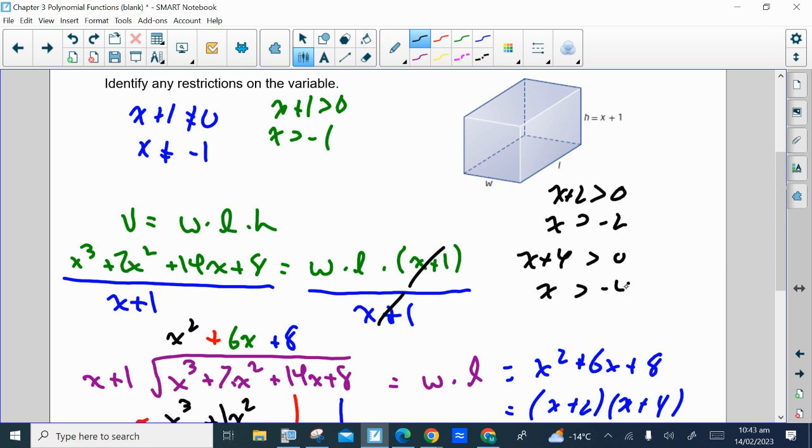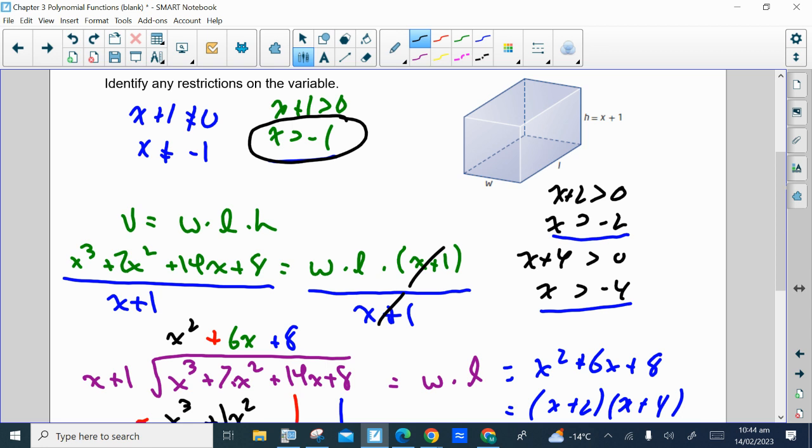So x has to be greater than -4. So we've got three statements here. We've got x greater than -1, x greater than -2, x greater than -4. We're going to settle on the one that satisfies them all, which would be the very first one. All numbers greater than -1 are also greater than -4 and -2. So this would actually be our restriction that we would state.